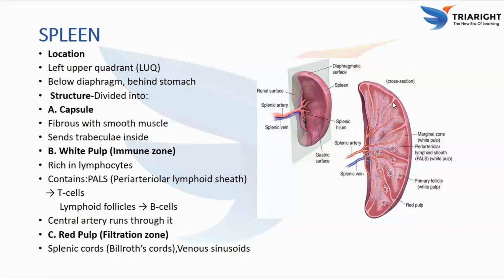And this is the cross section of the spleen. In the cross section, you can see the white pulp which is surrounding the central arteries, and you can see the PALS around the artery, the T cell area, and there is a marginal zone between the white pulp and the red pulp. Here is the red pulp which is occupying most of the spleen. So the spleen is mostly red pulp.